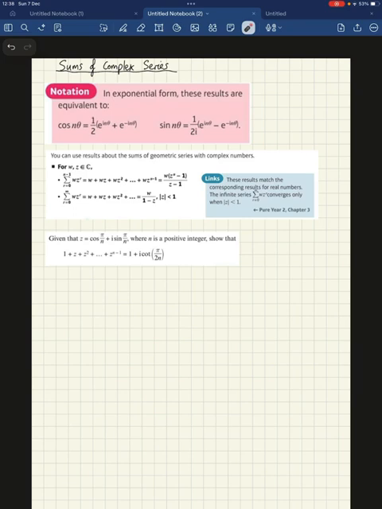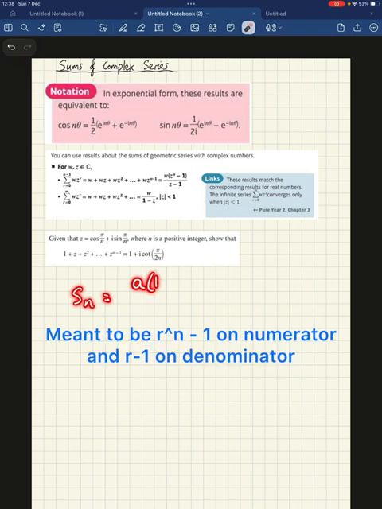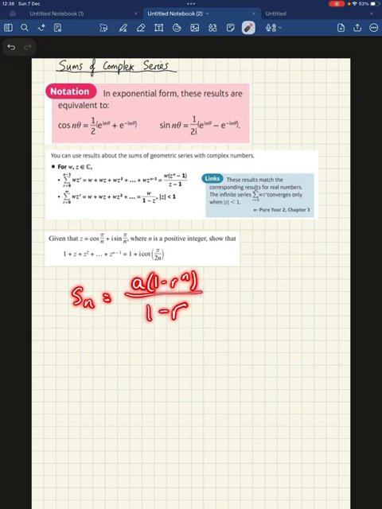Now, we can have complex series. So you know in A-level maths, when you've got a geometric series, so like Sn is a(1 minus r to the n) over 1 minus r or something like that. And then when you've got the sum to infinity, that's just a over 1 minus r. It's the same thing over here.